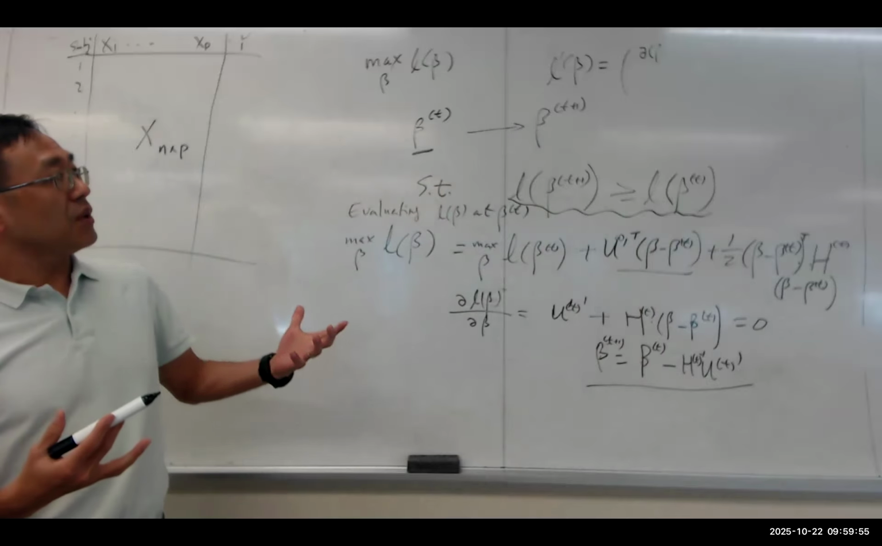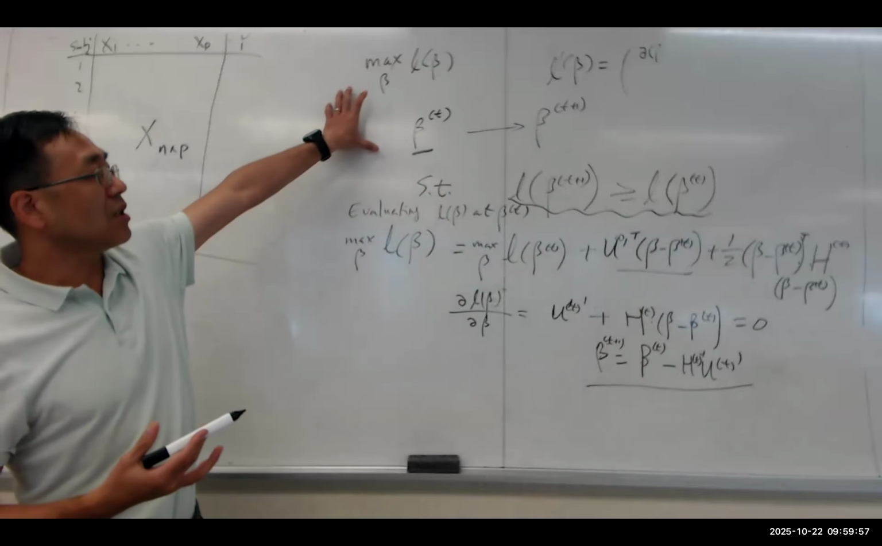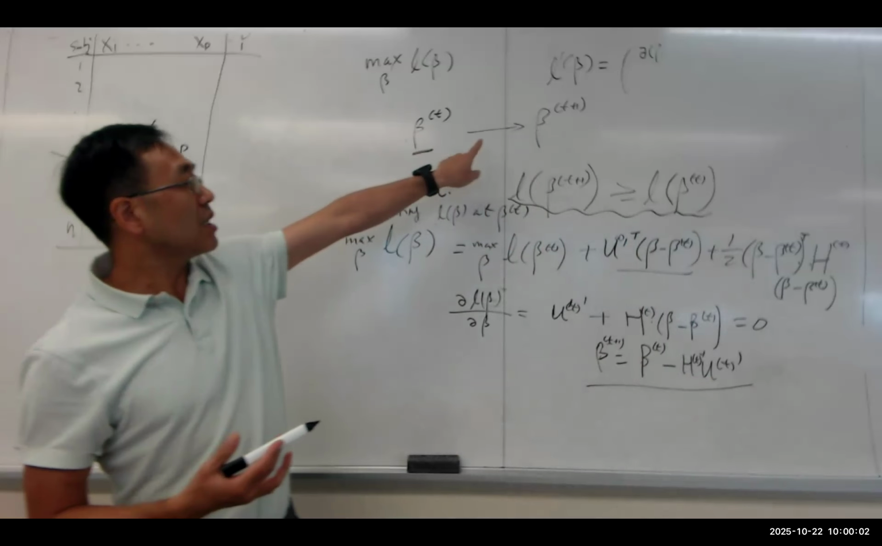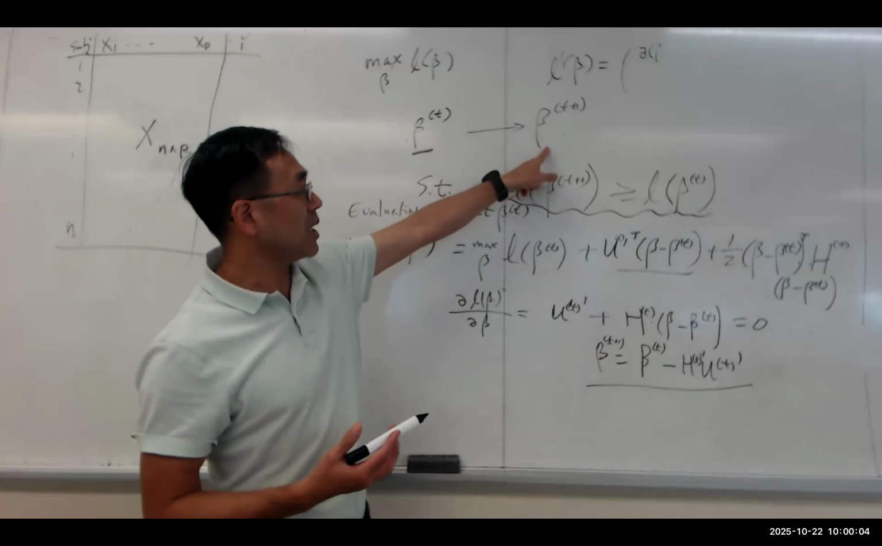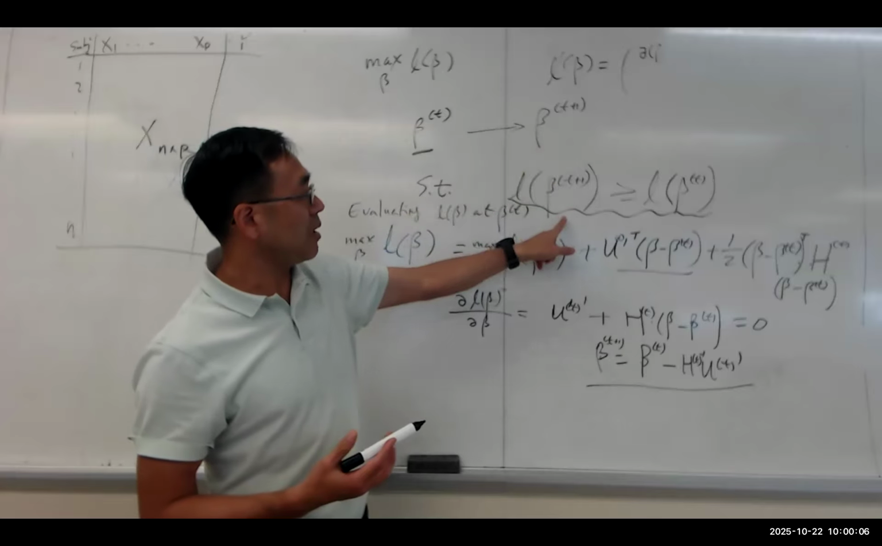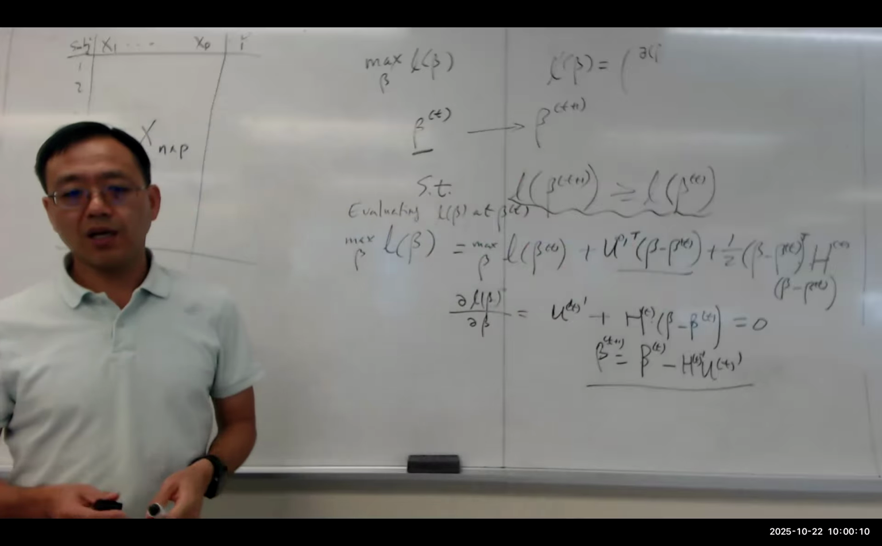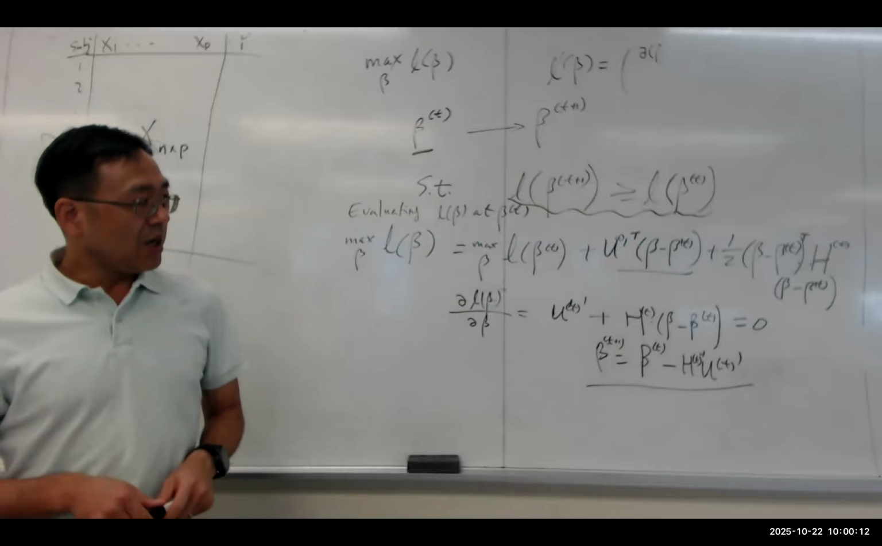Which satisfies our original goal: we want to find a step such that we can update this beta to beta t plus 1, making L beta t plus 1 bigger than or equal to L beta t, right? So that's what it does.